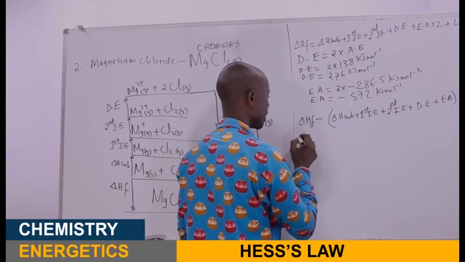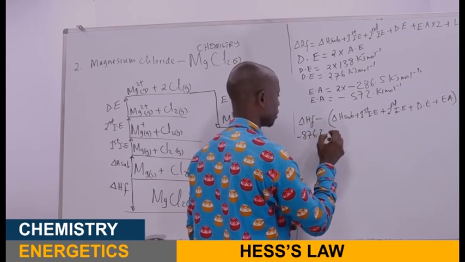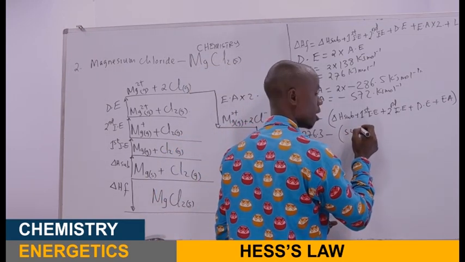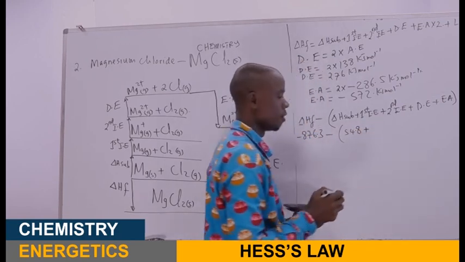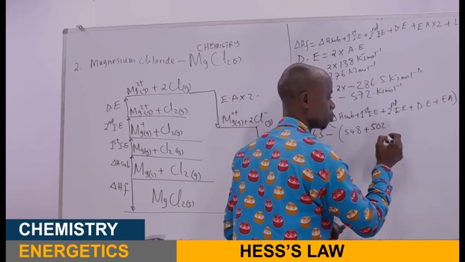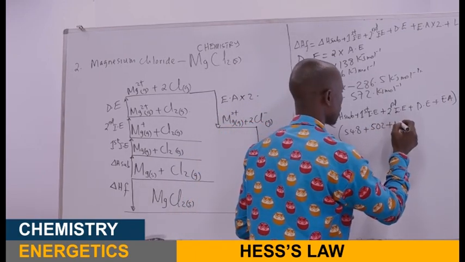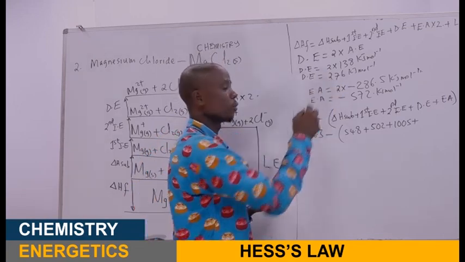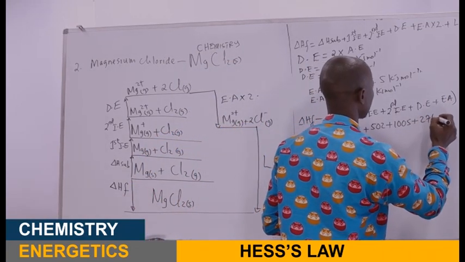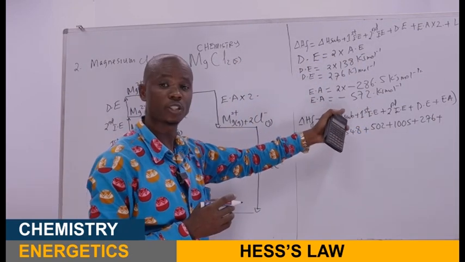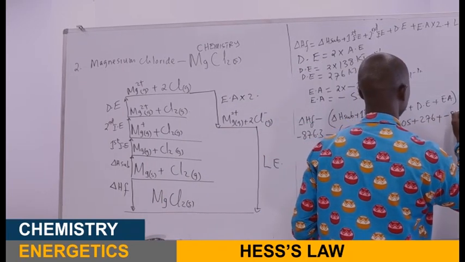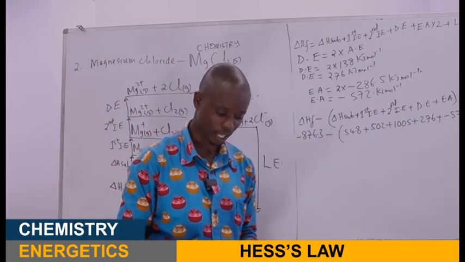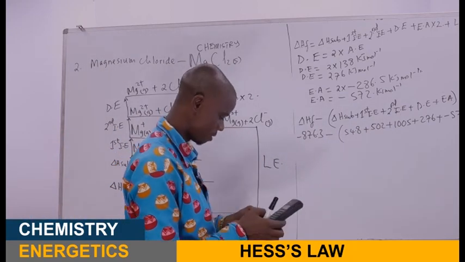Now, my dear students, you have the data here. The enthalpy of formation is negative 876.3 minus, in bracket, sublimation energy, you are given there positive 54.8 kilojoules per mole. First ionization energy 502 plus second ionization energy 1005 kilojoules per mole plus dissociation energy you have already calculated here, it is 276, plus electron affinity you have already calculated here, negative 572 kilojoules per mole, is equal to lattice energy. My dear student, it is a very simple calculation. You can use the calculator. First you have to deal with the bracket there. Let's sum together.